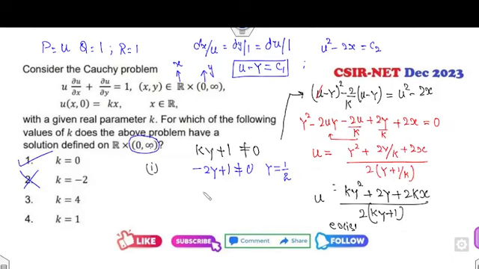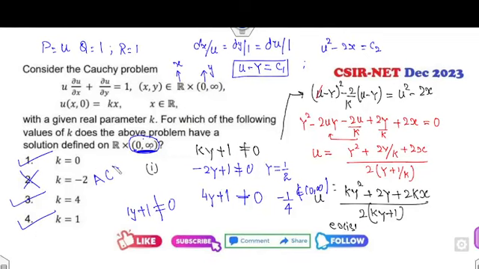Third case, k is equal to 4. So 4y plus 1. Clearly it is not 0 in this domain. It is 0 only at minus 1 over 4, which is not part of 0 to infinity. K is equal to 1. Then 1y plus 1 is equal to 0, which is not possible in this domain. So the right answers are A, C, D.